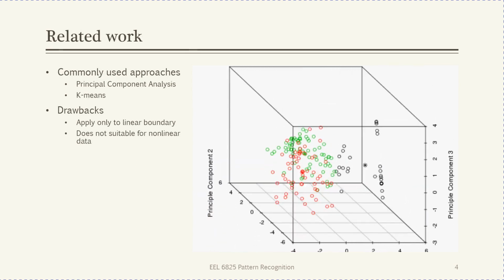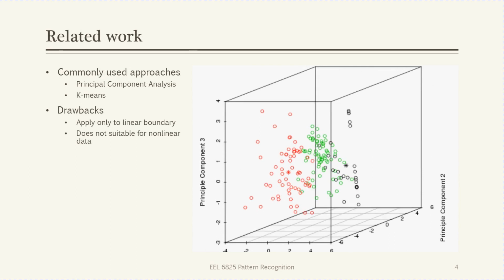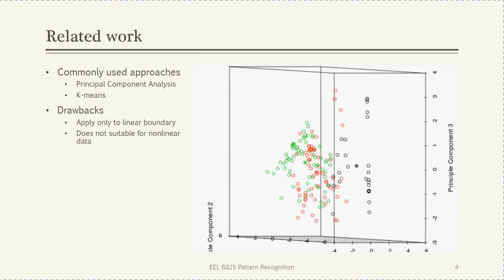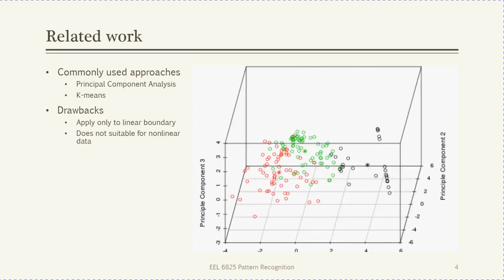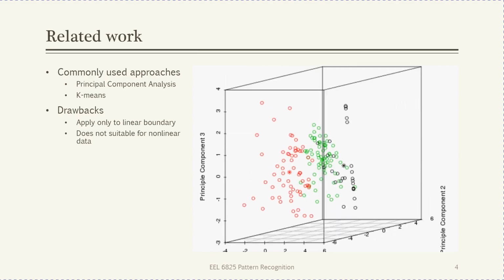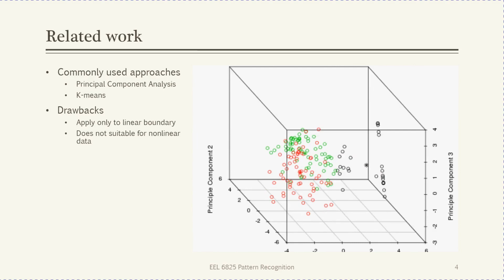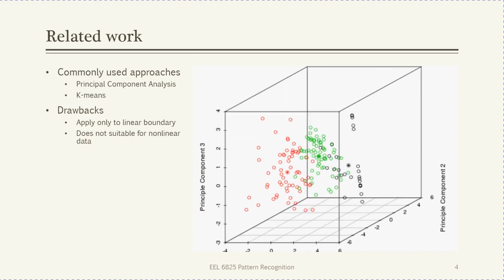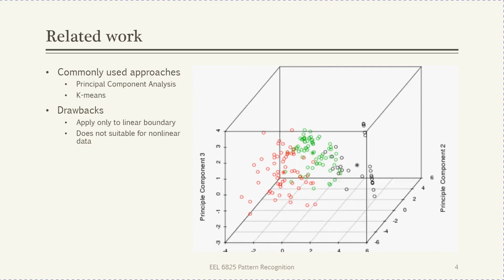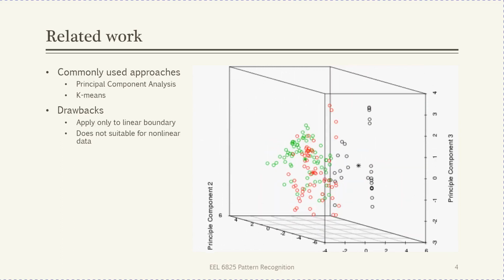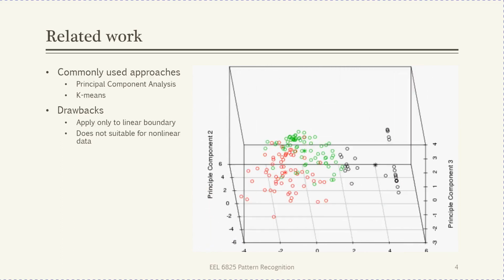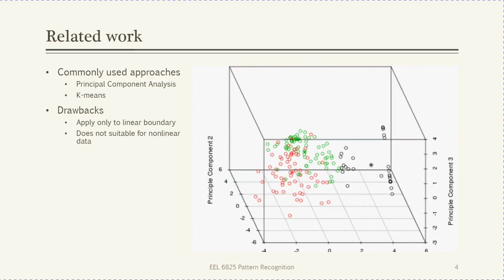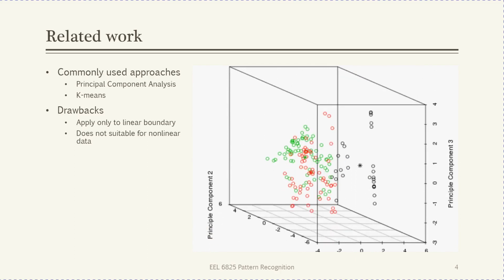Before I talk about my architecture, here's some related work. There are two commonly used approaches. One is principal component analysis, one is k-means. And the drawbacks of these two are similar. These two only apply to linear boundaries and are not suitable for nonlinear data.